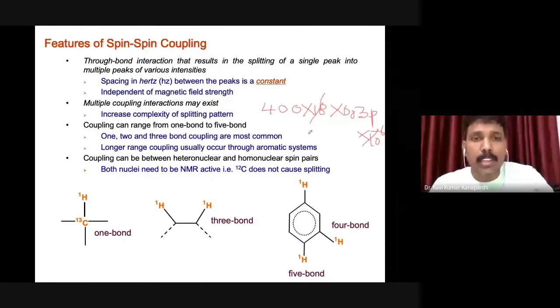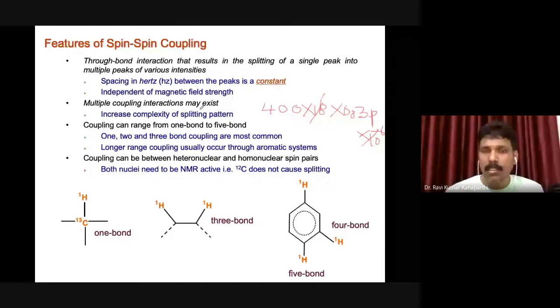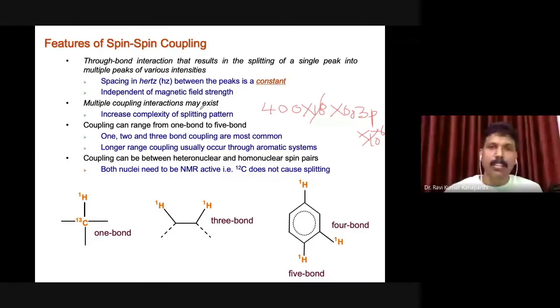And I must tell you that the coupling constants are independent of the magnetic field strength. Why? Because the chemical shifts are already independent, right? Chemical shift values don't change with the magnetic field strength. Therefore, the coupling constants also don't change. Coupling constants don't change with respect to the operating frequency of the NMR spectrometer.